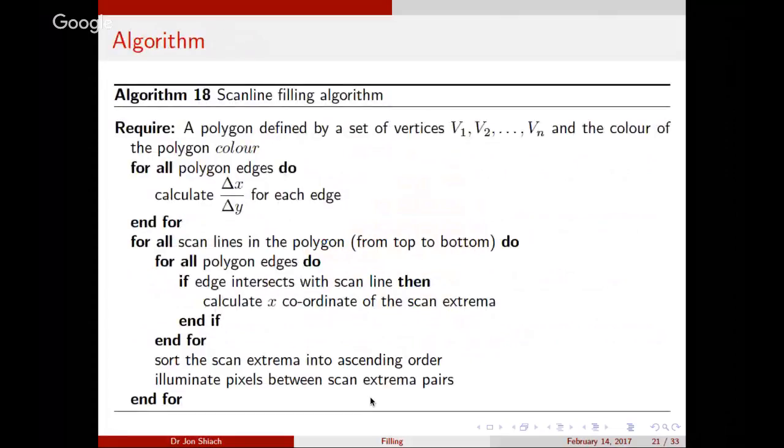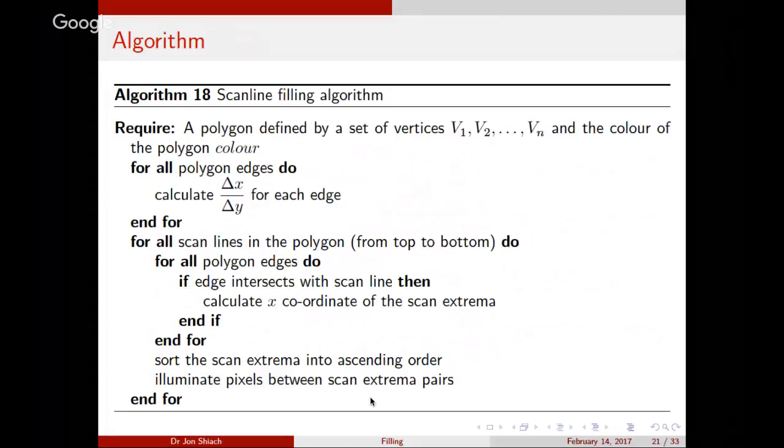So this is the official, formal scanline filling method. What we need is a set of vertices, so V1, V2, V3, etc. Those are the coordinates of the vertices of your polygon. And you also need to know what colour you're going to fill the polygon in.